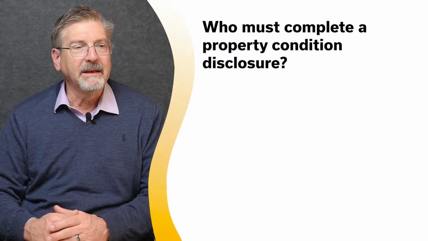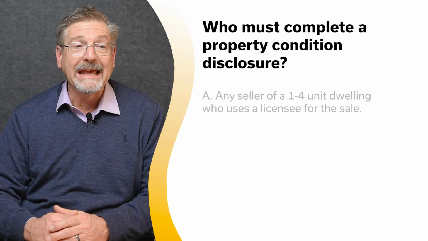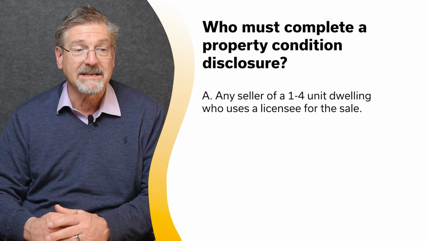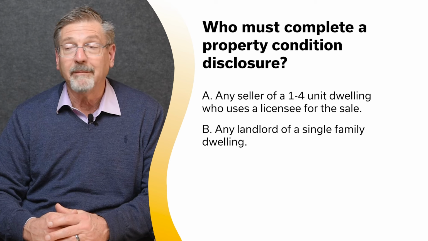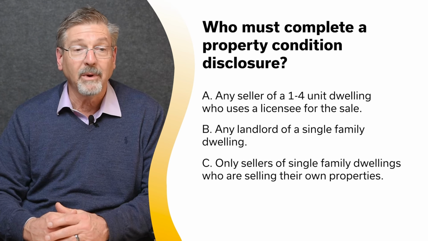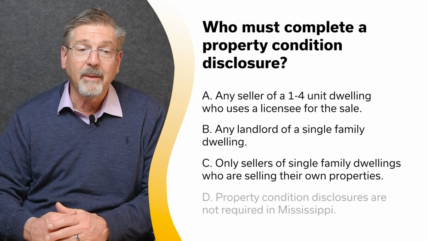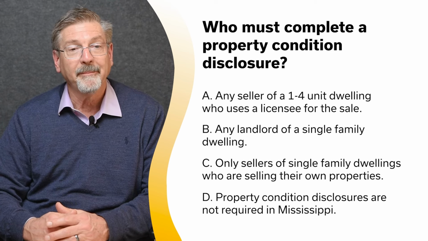Who must complete a property condition disclosure? A, any seller of a 1 to 4 unit dwelling who uses a license for the sale. B, any landlord of a single family dwelling. C, only sellers of single family dwellings who are selling their own properties. Or D, property condition disclosures are not required in Mississippi.